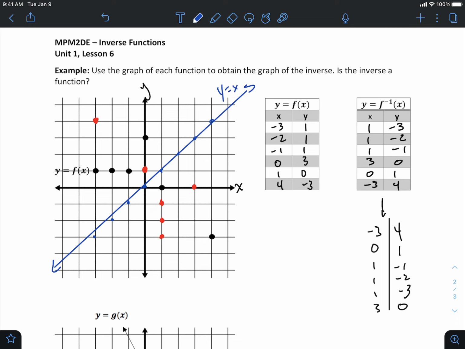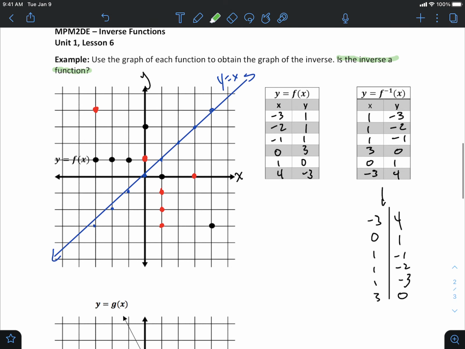Now, again, ask this little question here, so we need to answer this. Is the inverse a function? The inverse is going to be all those red dots that I drew.